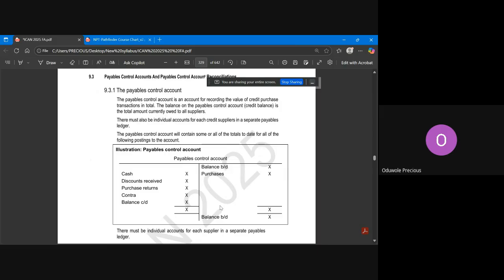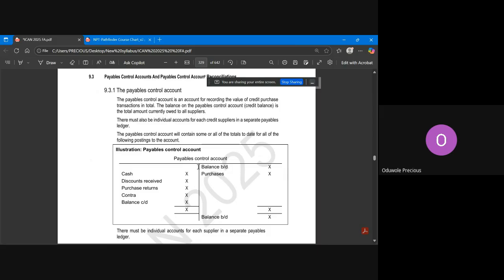So now this one is the direct opposite of your receivables control account. You know that in your receivables control account, I told you that anything that will increase your debt to be here, anything that will decrease your debt to be here. So this one is the opposite. So for a payable ledger control account now, for payable, anything that will increase your debt will be on the credit side. Anything that will decrease your debt will be on the debit side. Okay.